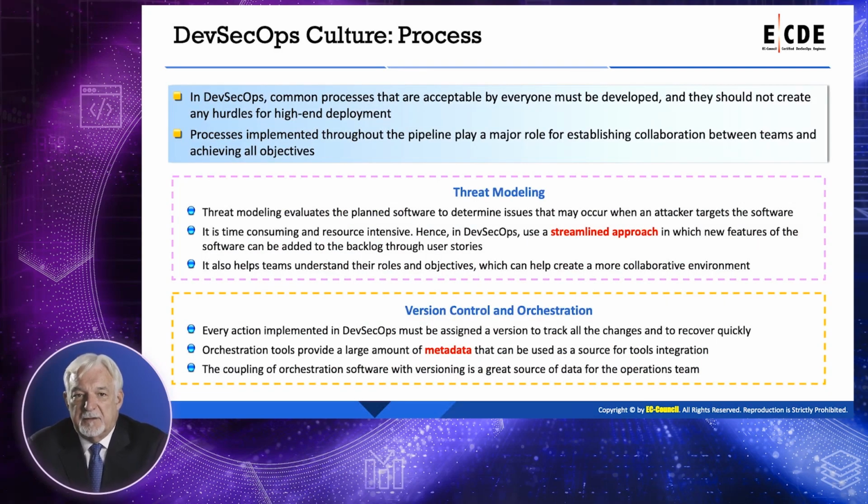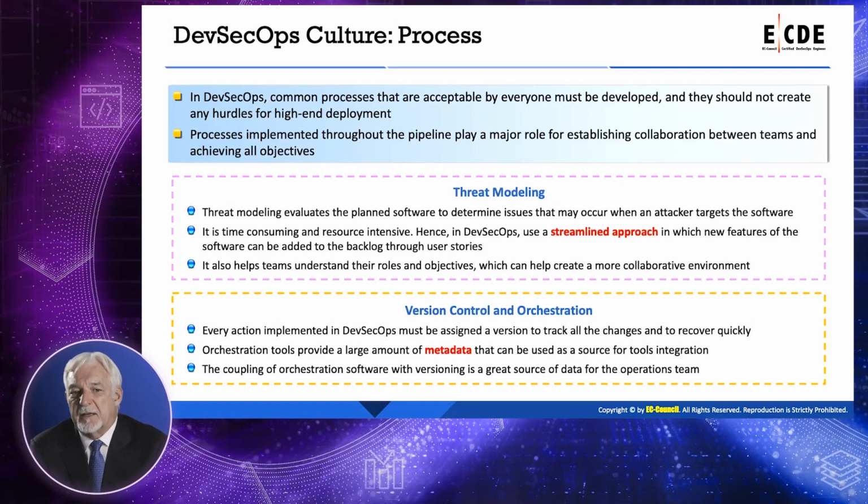When we look at the DevSecOps culture from a process perspective, common processes have to be used that are accepted by everyone. And they should not create any hurdles for the high-end deployment environment that you've built. Processes implemented throughout the pipeline play a major role in establishing collaboration between teams and achieving all of your objectives.